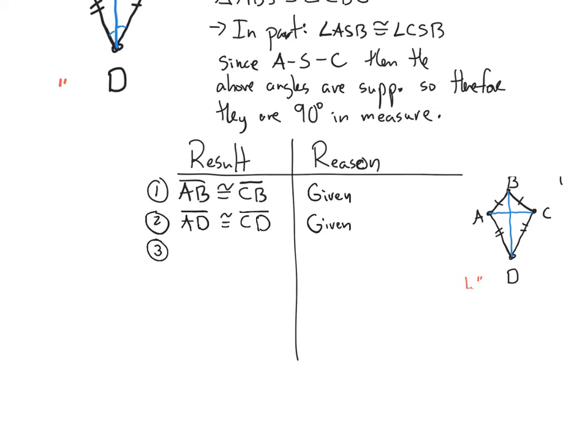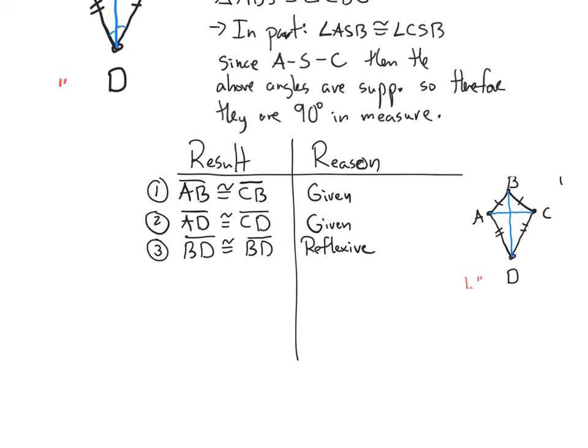And the third thing is that BD is obviously congruent to itself, and that is because of reflexivity. So there are three sides that are congruent, right? So I wrote down which corresponding sides are congruent. You can see here, AB is congruent to CB, AD is congruent to CD, and BD is congruent to itself, BD, in our triangles ABD and CBD.